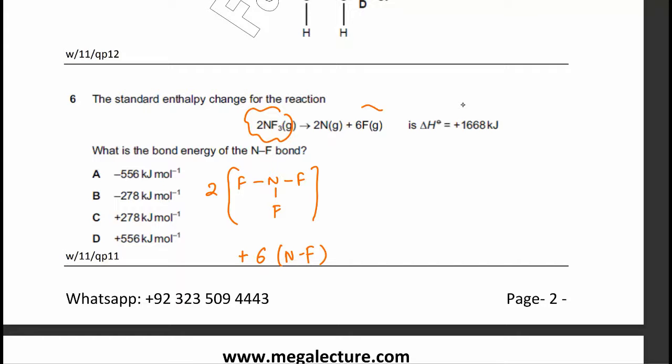And how many bonds are formed? They're just atoms. No bonds are formed, so that's 0. So everything should add up to be equal to 1668. And they were looking for the NF bond energy. So the only thing you have to do is get the 6 to the other side and you'll get your value. So it's going to be 1668 divided by 6, which would probably come out to be something around, my guess is 278, but you can just confirm. Like 1800 divided by 6 is around 300. This would be less than 300. So it's going to come out to be 278.